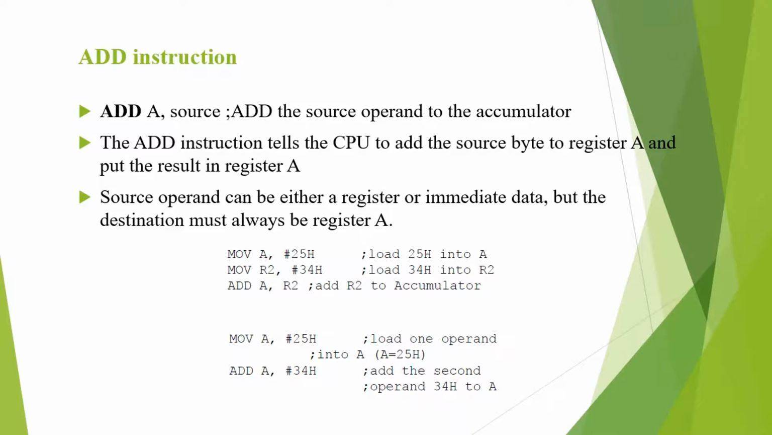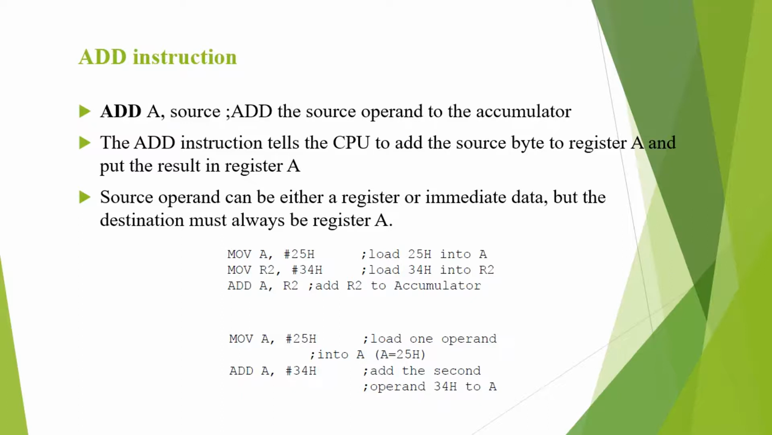So let us see another code snippet. MOV A, #25h. So the value 25 is loaded in A, that is, copied to A. Then MOV R2, #34. The value 34 is moved to R2. ADD A, R2. The content in R2 is added to A and stored in A. So ADD A, R2, in the mathematical way of writing, is A equals A plus R2.